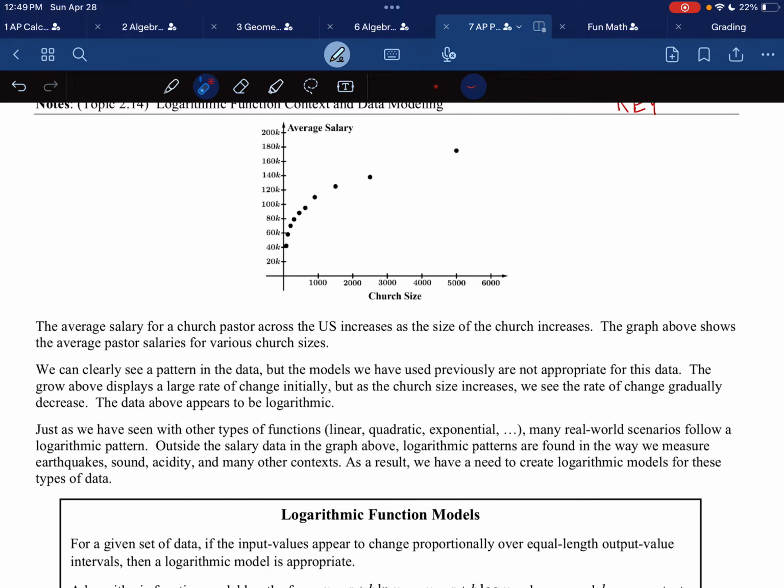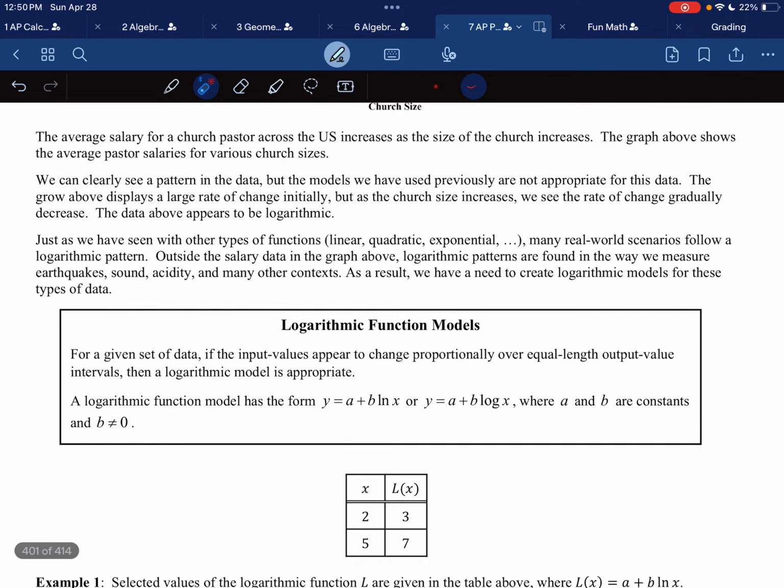Outside the salary data in the graph above, logarithmic patterns are found in the way we measure earthquakes. These are the key words here. This will help you determine what sort of problem you have just based on this context. Earthquakes, sounds, acidity, and other contexts. As a result, we have a need to create logarithmic models for these types of data.